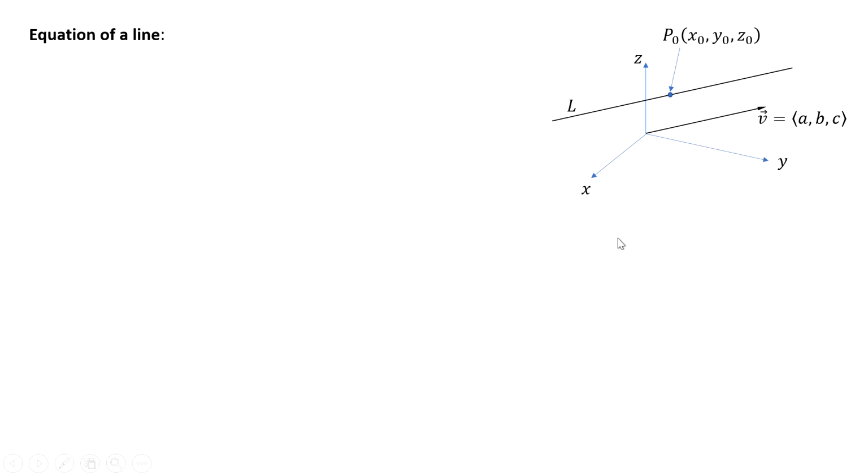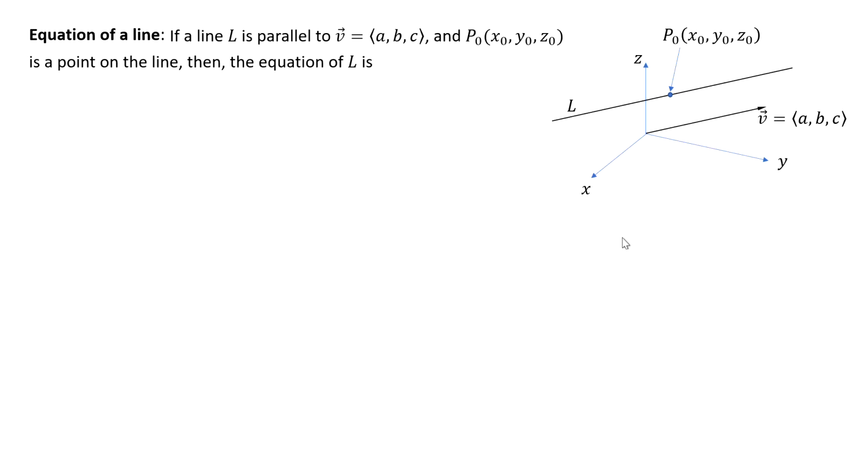Now, information about that point and that vector to which it is parallel can be given in different ways. But eventually, that's what you need. You need the point and the vector. Cool? All right. What else?